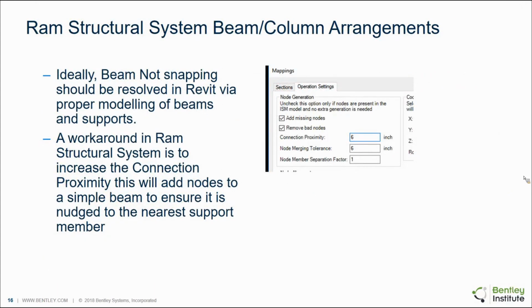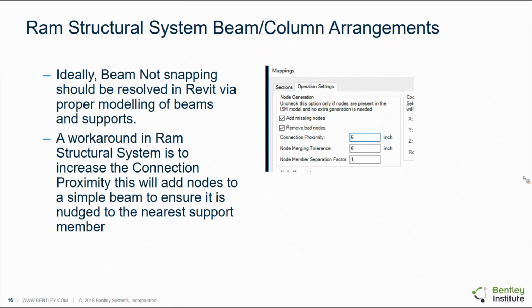So the way to fix it, of course, is trying to model it correctly up front, and that should always be the first approach. But there's also a workaround in RAM Structural System to deal with situations like that. During ISM update or ISM operation, under operation settings, under node generation, a lot of users tend to accept the default, and that's correct. But for this particular case, we can adjust the default slightly to make this import work.